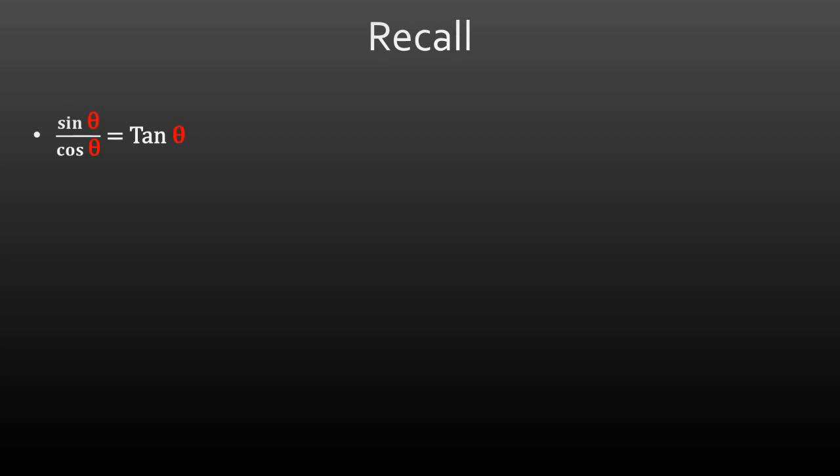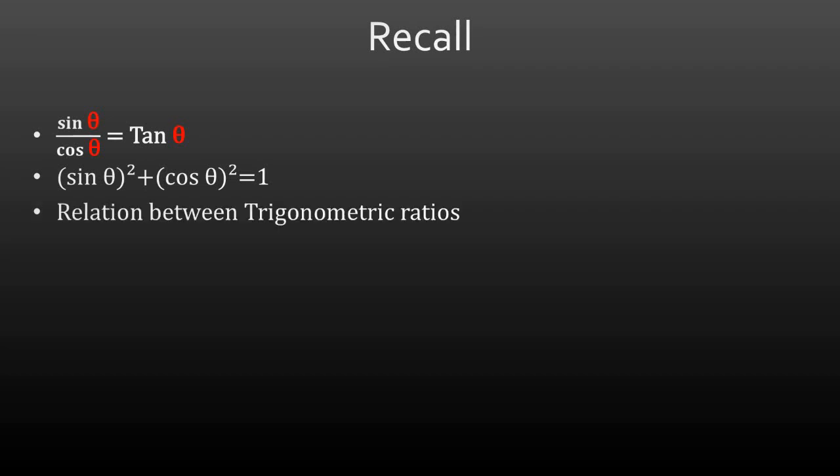First is sin theta upon cos theta is equal to tan theta. Second is the trigonometric identity, that is sin square theta plus cos square theta is equal to 1, or sin theta square plus cos theta square is equal to 1. You can say it any way.